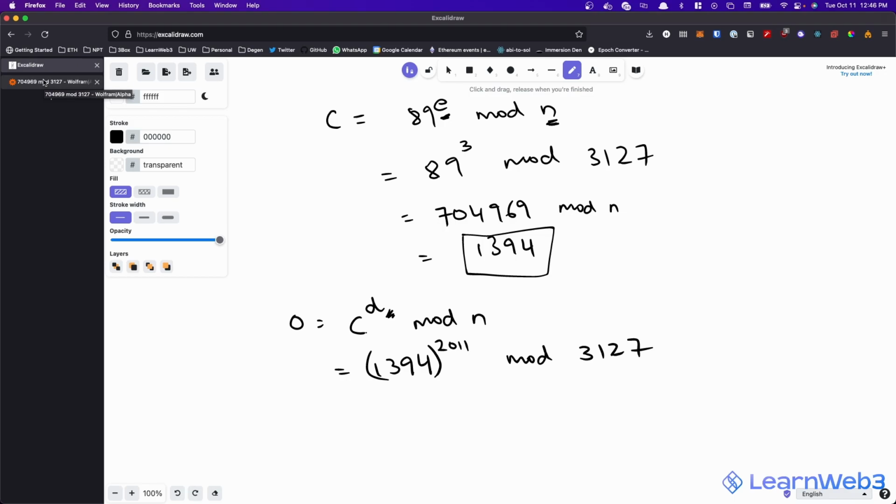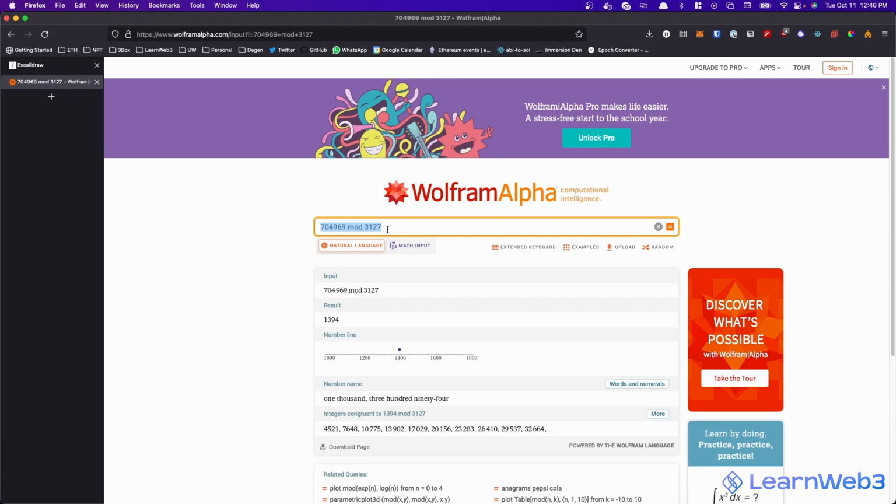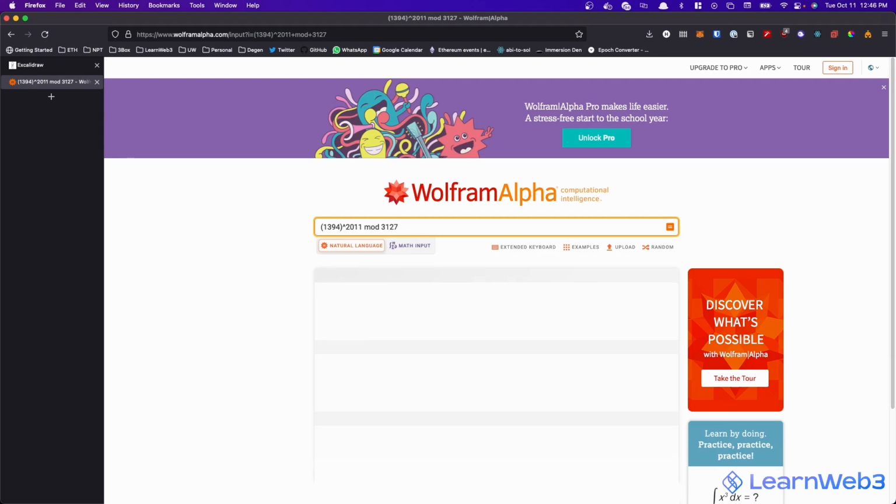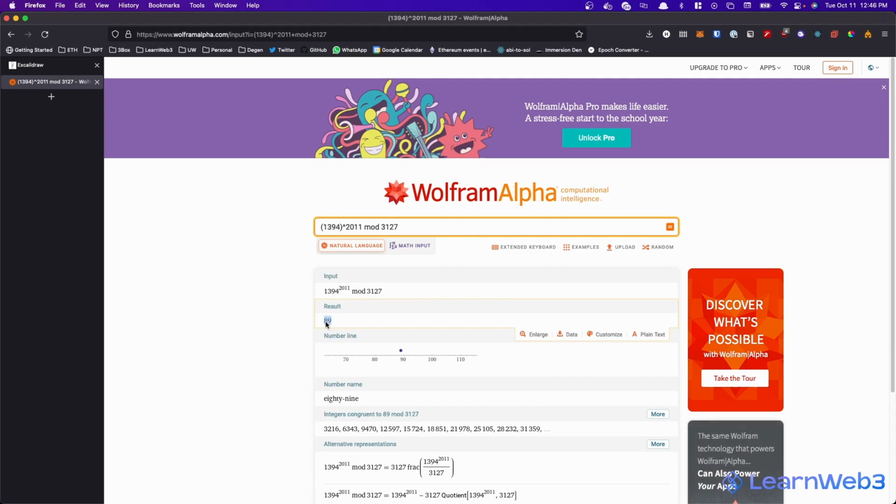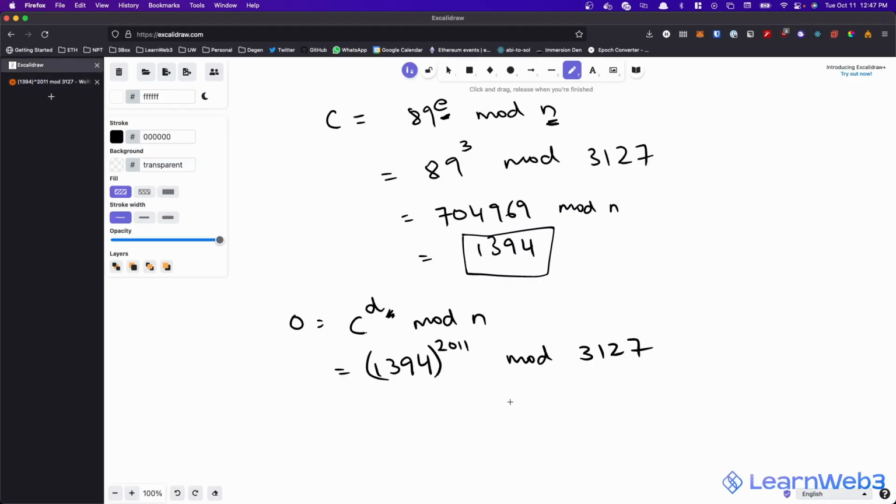I'll explain this in just a second, but let's see if this comes out to what we expect it to be. So we do 1394 to the power 2011 mod 3127. And Wolfram Alpha tells us the result is 89, which was the original message you wanted to send to me. How does this work? What just happened over here?